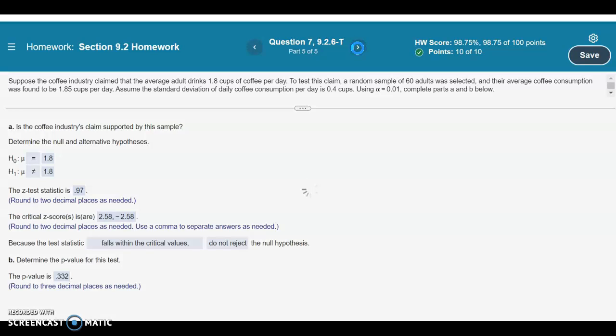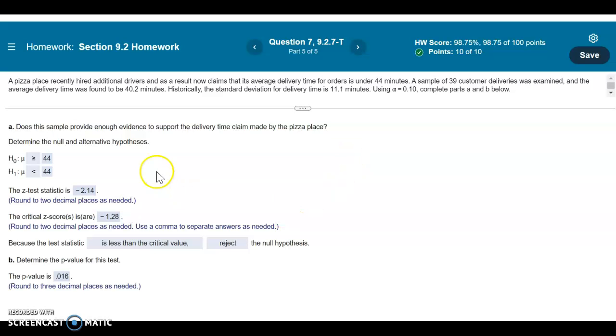Okay, and then question 7. It says that the average delivery time for orders is under 44 minutes. Under means less than. The less than would have to go in the alternative hypothesis. So what goes in the null? Well, what's the opposite of less than? Well, any 44 and above. So greater than or equal to. Now you see we have a one-tailed test.